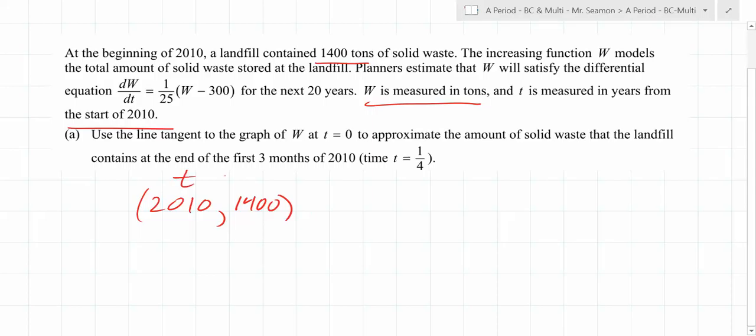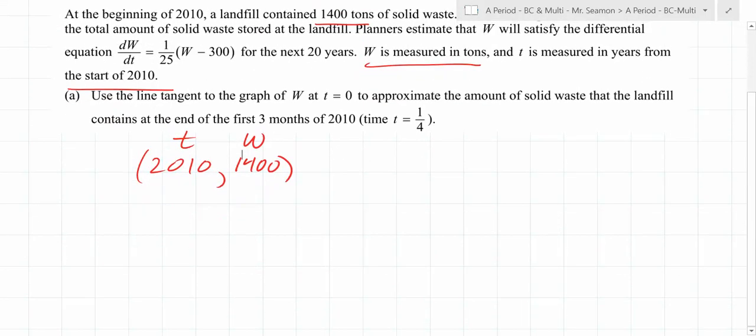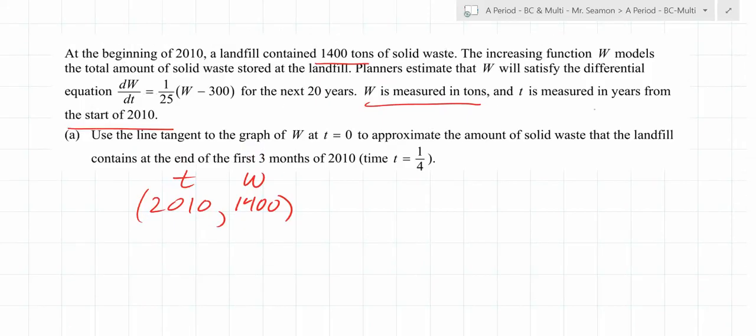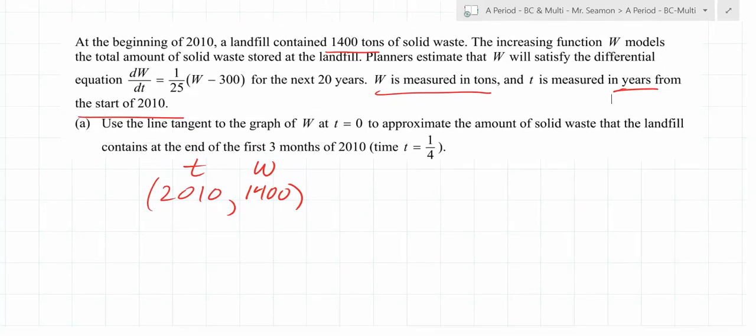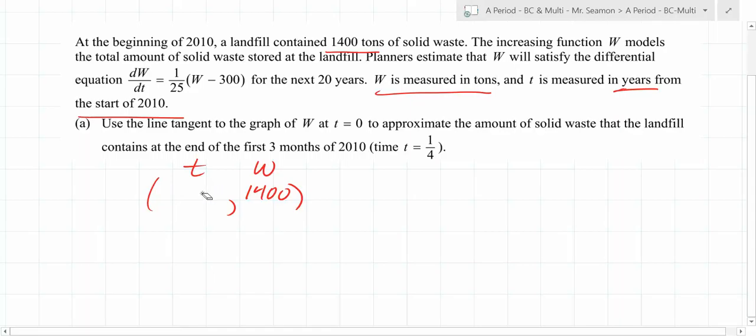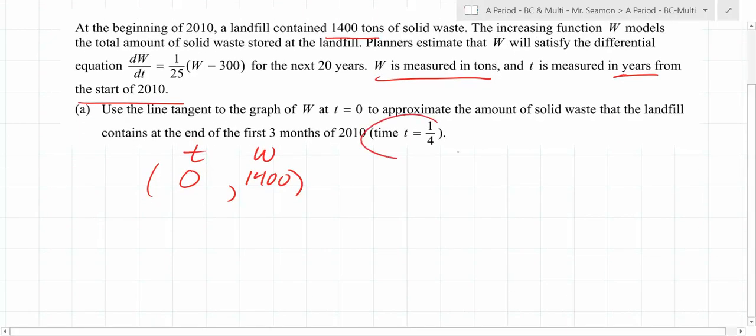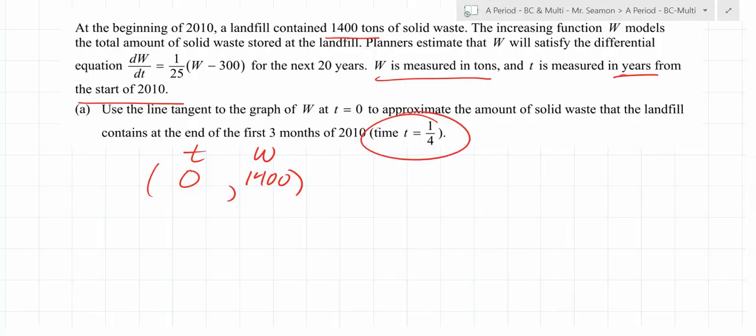So we have T and the amount of waste. Use a line tangent to the graph at time equals 0 to approximate the amount of solid waste that the landfill contains at the end of the first 3 months. T is in years, correct? So T is 0. Thank you very much, that's a great thing to notice. T is 0. Absolutely. And it even tells you T is 1/4. Isn't that nice?